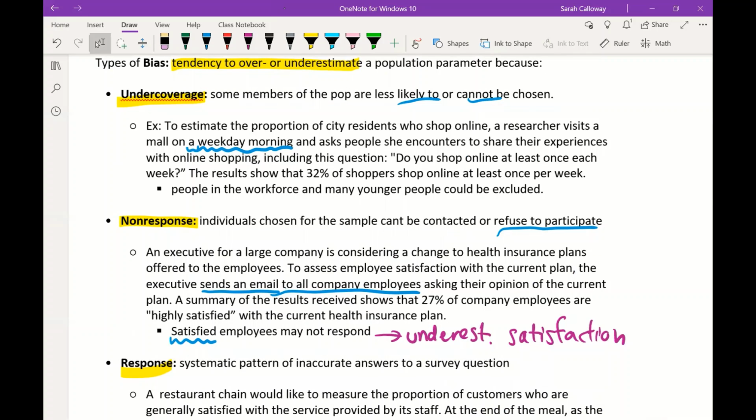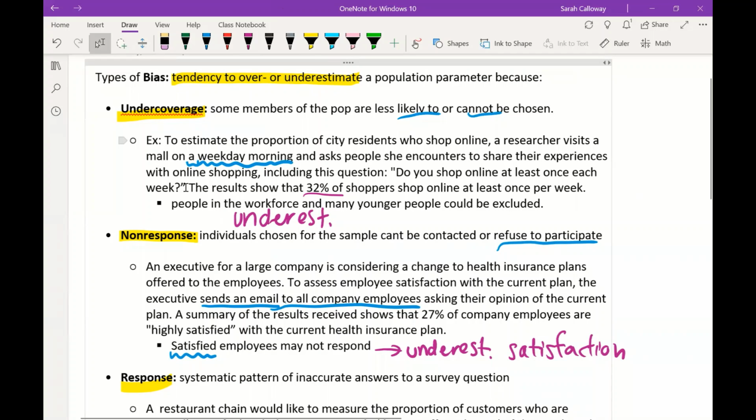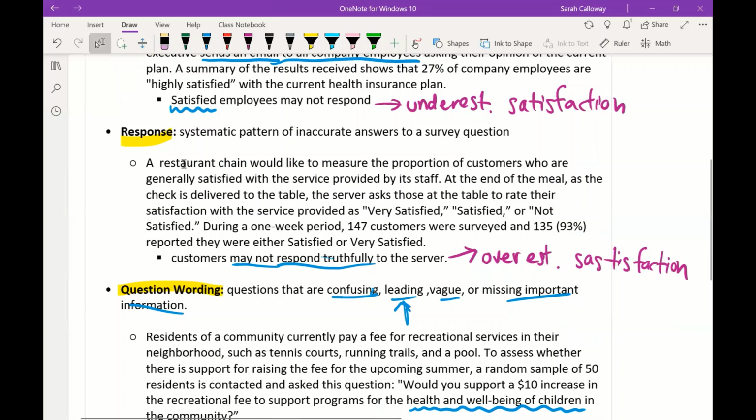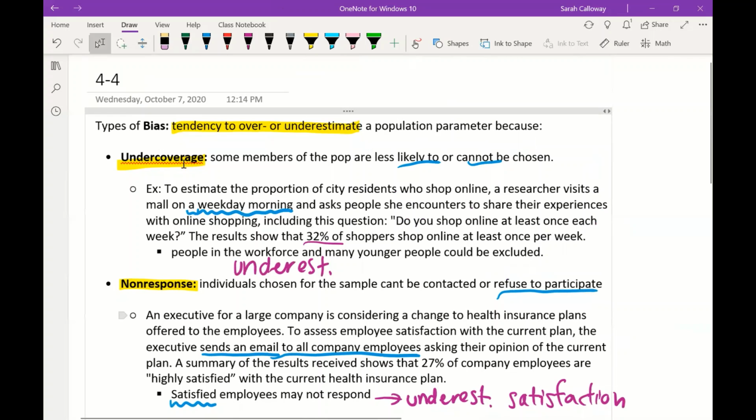And then for the last one, because remember they only did this on weekday mornings, and so only 32% of shoppers shopped online, this was likely an underestimate because they're not getting a good sample of people that work during the day or in the morning or are not awake or something like that. Okay, so within the types of bias, remember that you need to be able to differentiate between the four and be able to tell whether the scenario will overestimate or underestimate the population parameters.